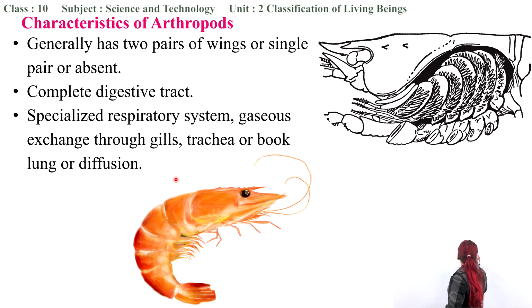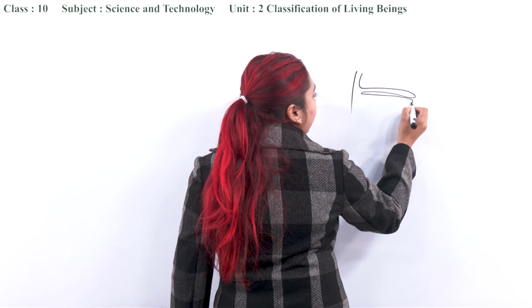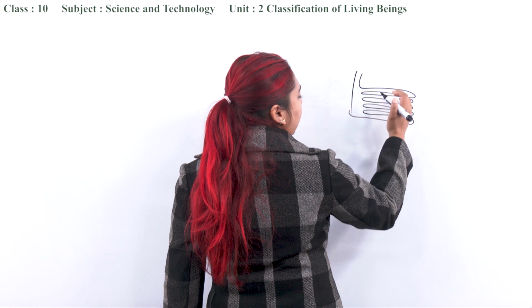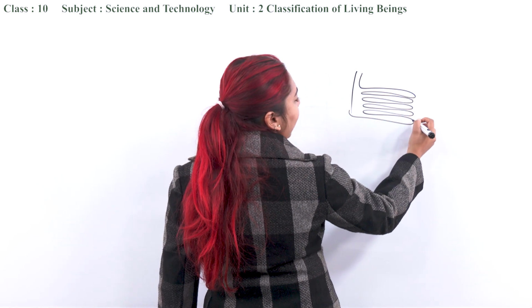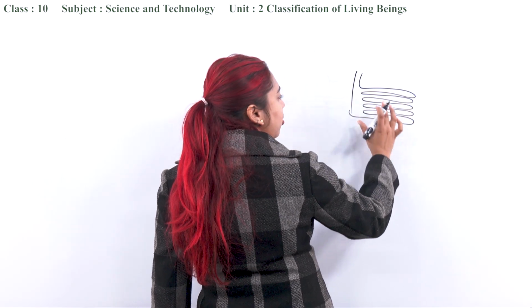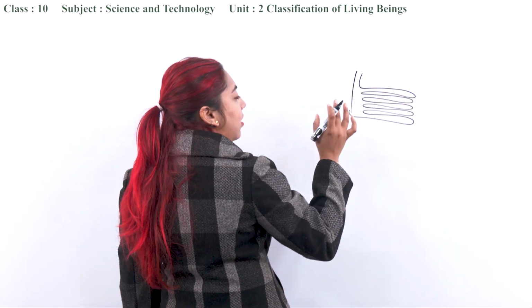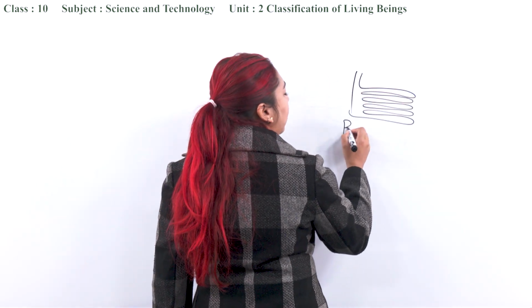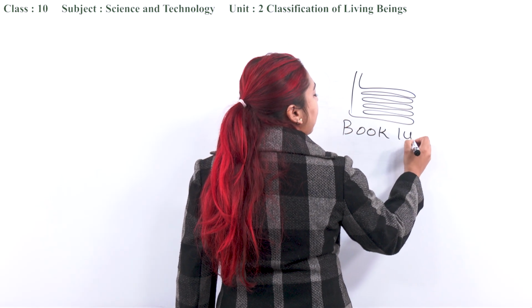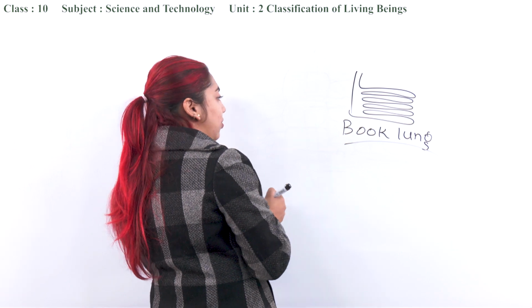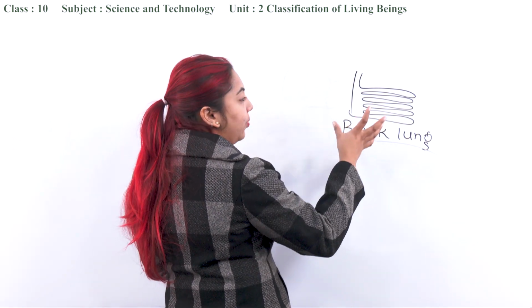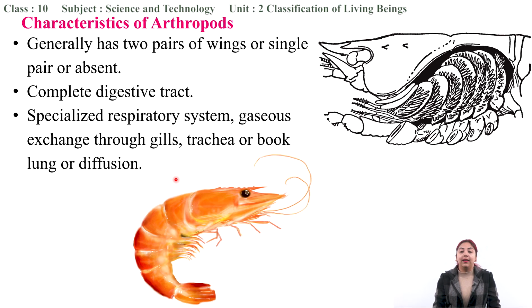I'll show you guys. Now this looks like a book. These are the two covers and these are all the internal pages of the book. Due to this structure, the lungs are also known as book lungs, because the lungs look like a book. That is the only reason why they gave this name to this lung, due to its appearance. And in certain organisms, they also respire through diffusion.